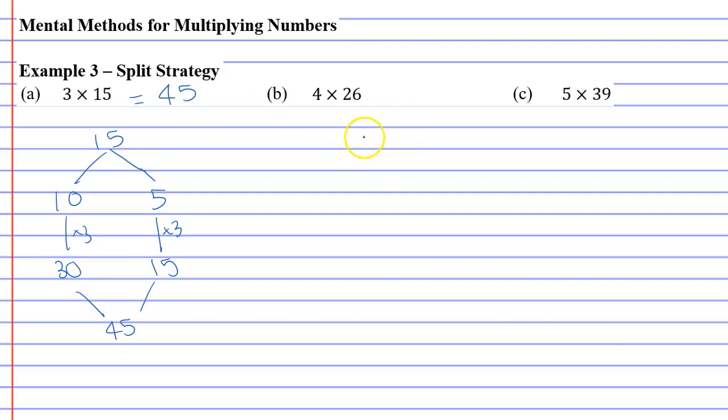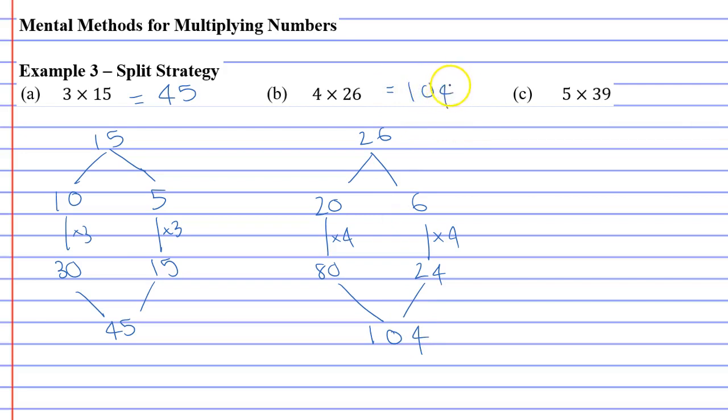Moving on to question B, once again, we take the larger number, 26, and we split it into 2 parts, 20 and 6. And this time we're timesing by 4, so we're going to multiply each of these numbers by 4. 20 times 4 is 80, 2 times 4 is 8, carry the 0, and 6 times 4 is 24. And once you've done that, you finish off by adding the last 2 numbers, 80 plus 24, 104. So this one is 104.